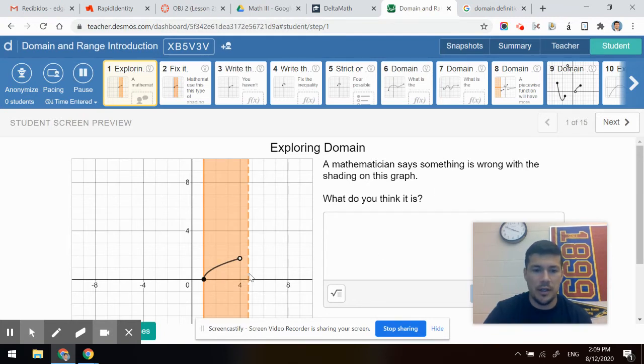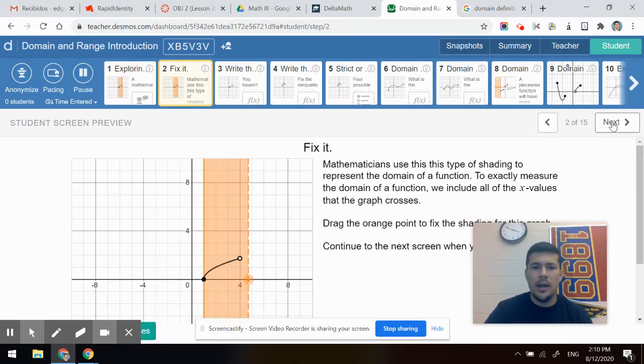So again, I can't change this, but it looks like basically the left side is lining up with the beginning of the graph, but this right side is not lining up. So perhaps the shading is what could be wrong. As you continue, it talks about this is the type of shading that we can use to represent chunks of a function, and that chunk is called a domain, right? The domain is what we're trying to measure right here. So to measure the domain, we're really looking at just the x values. That's why we're moving this horizontally.